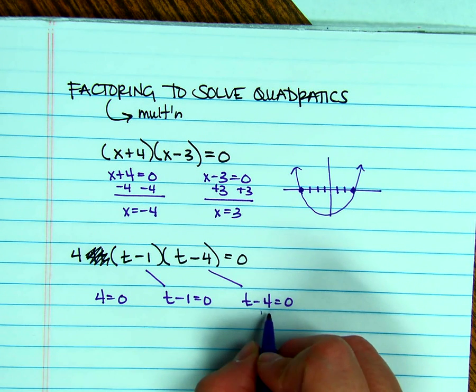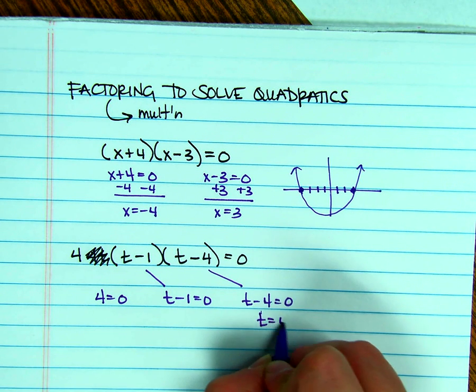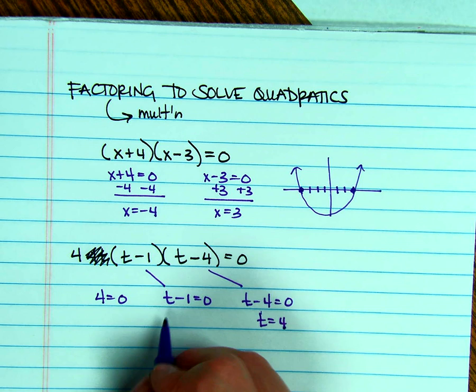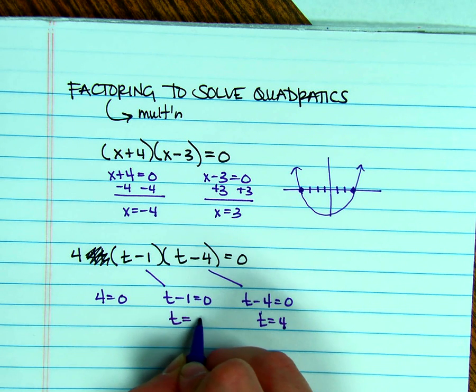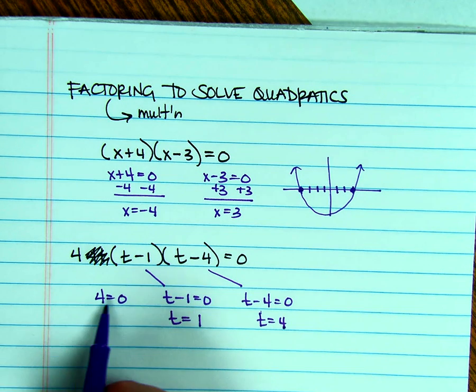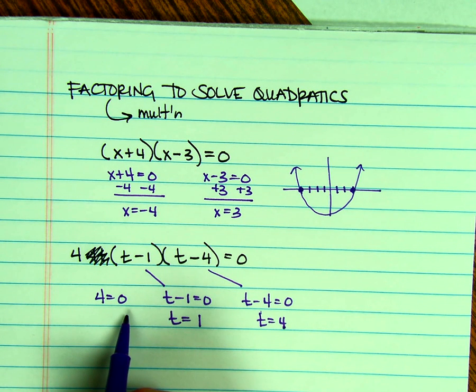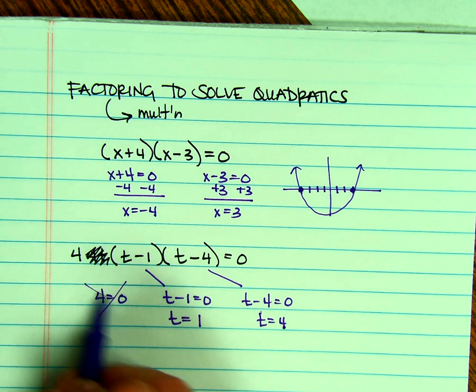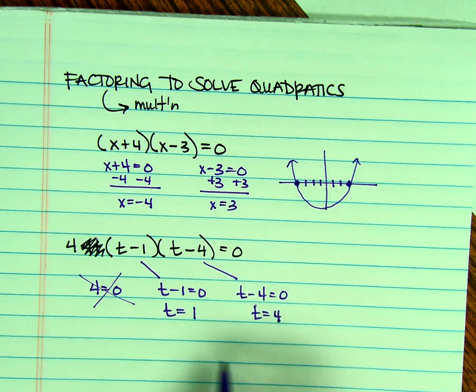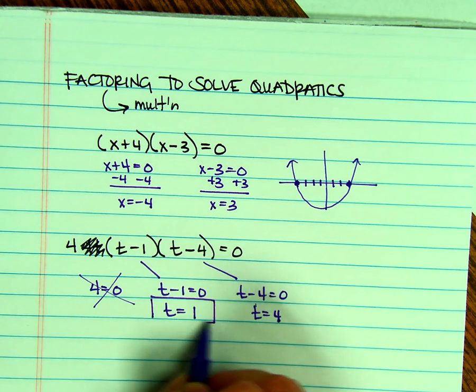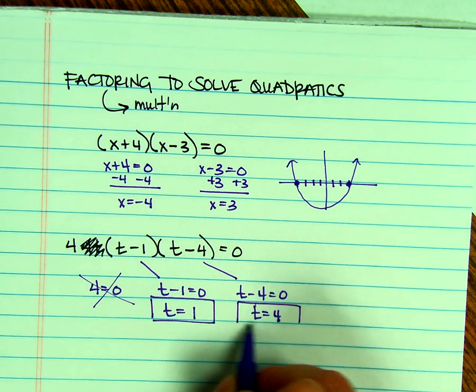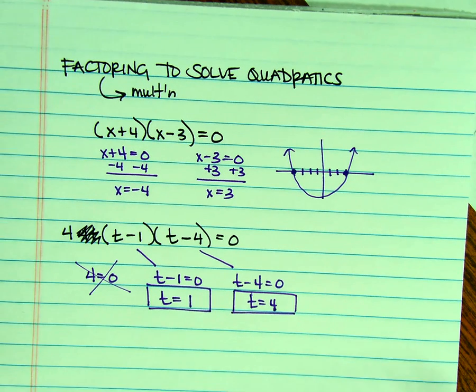If I add 4 to both sides, I'm going to get t equal to 4. If I add 1 to both sides, I'm going to get t equals 1. Is there a variable to solve for here? Will 4 ever equal 0? It won't. That's garbage. It just gets thrown out. So my two solutions are t equals 1 and t equals 4.